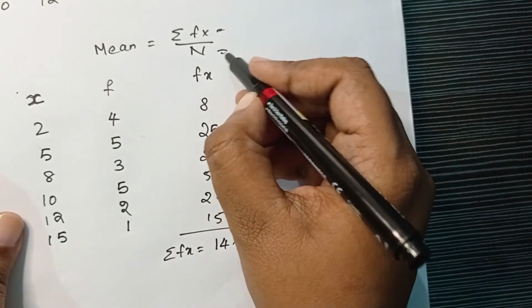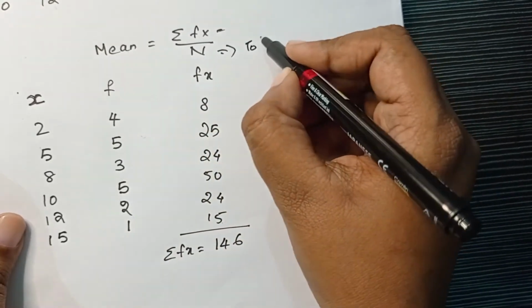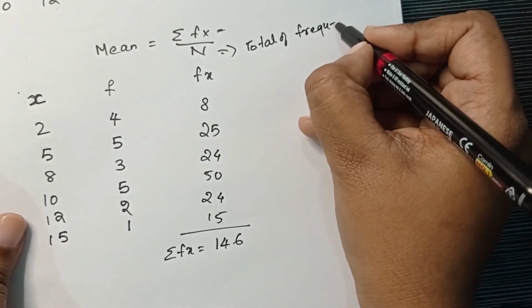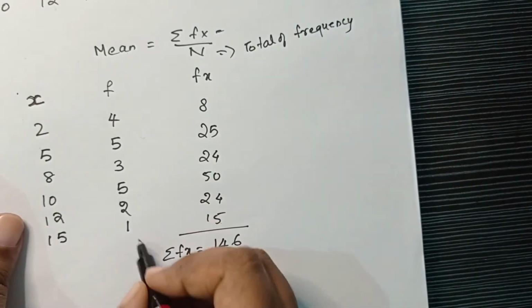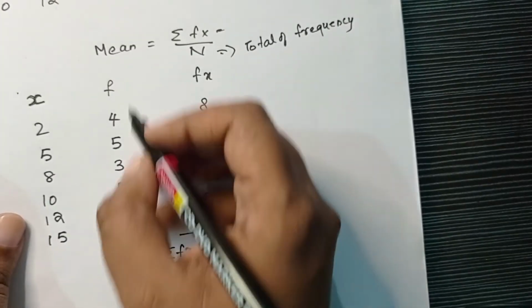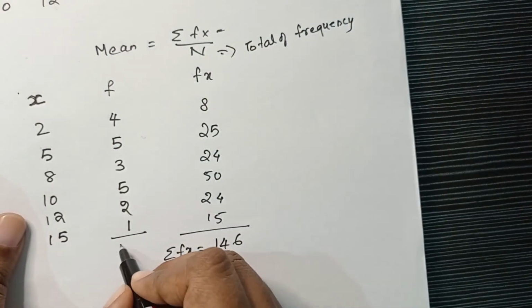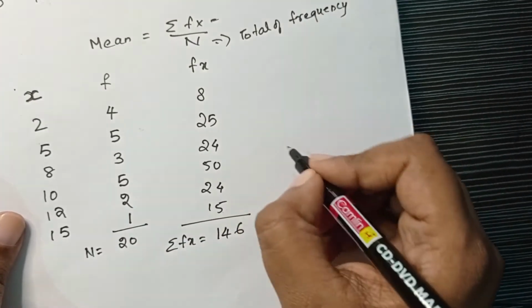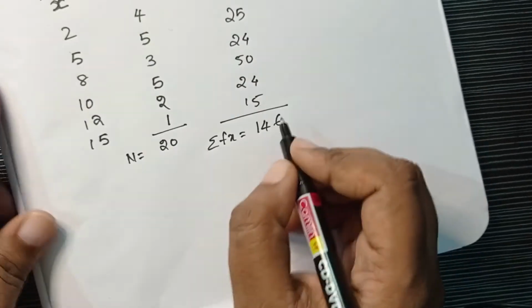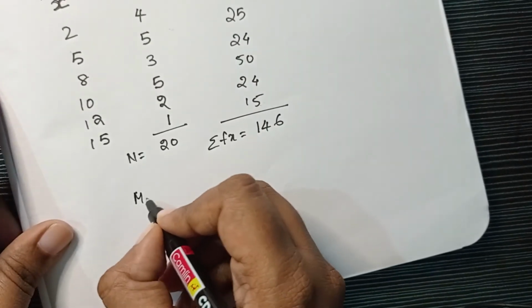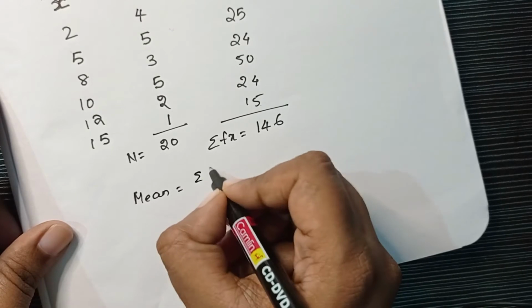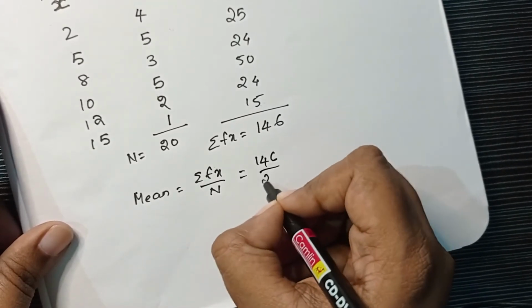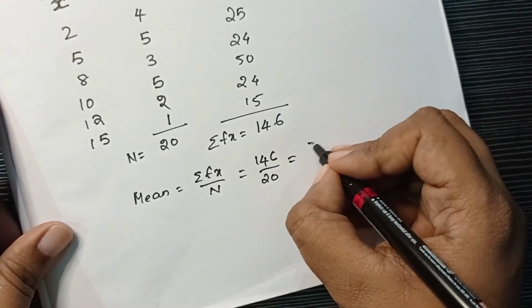Now what is n? That is the total of frequency. The total of the frequency column is 20. So n equals 20. Using this formula, summation fx by n, that is equal to 146 divided by 20. So the answer is 7.3.